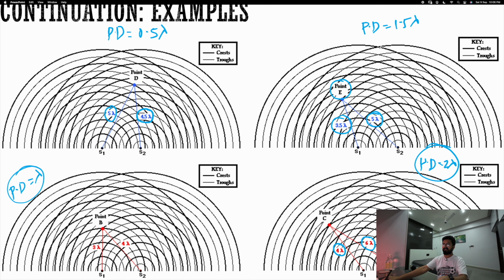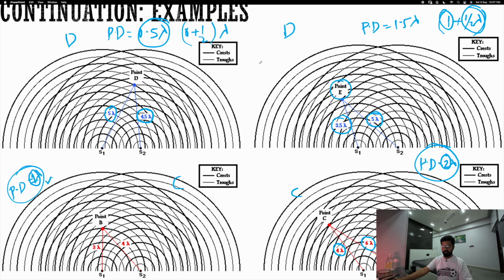That means wherever you have a path difference that is integral multiple of lambda, integral means integers, right? Wherever you have a path difference equal to integral multiple of lambda, there you have constructive interference. And where you have odd multiples of half lambda, I can write this as 0 plus half lambda, here I can write as 1 plus half lambda. That means if your path difference is such a multiple of half lambda, you have destructive interference happening there. Clear?